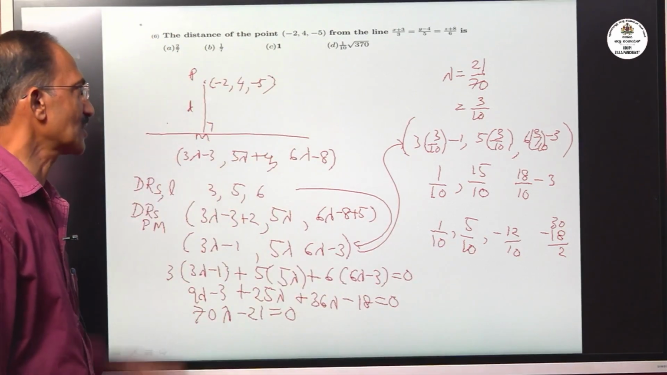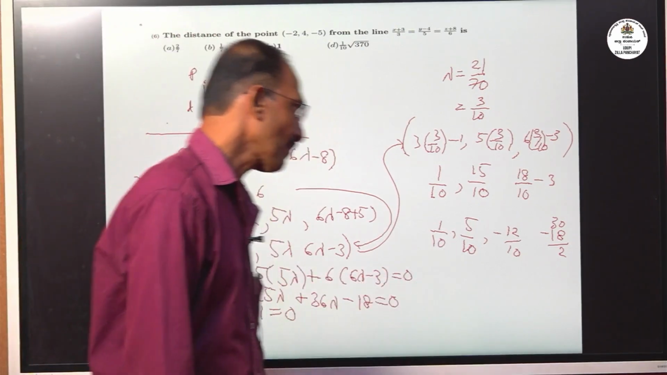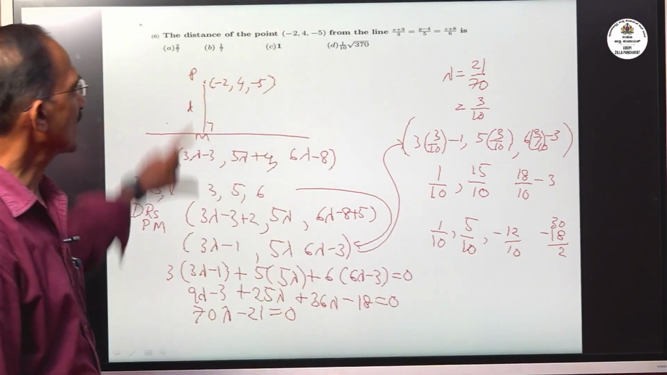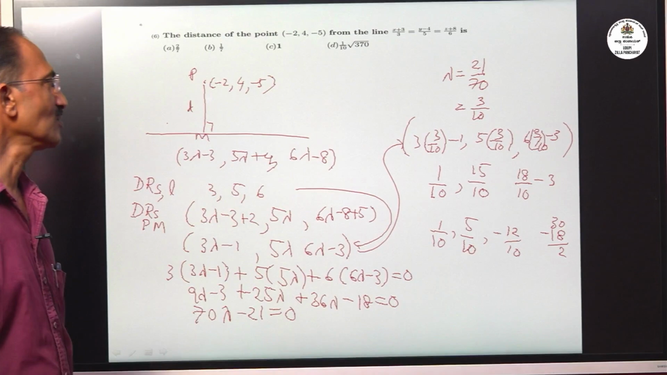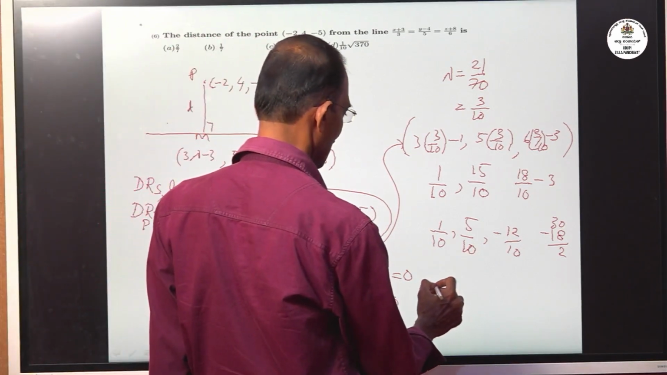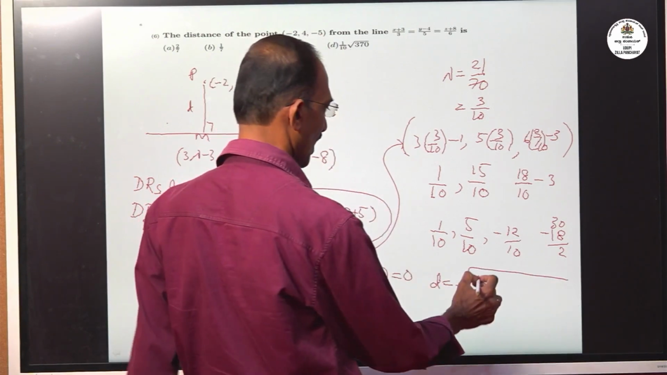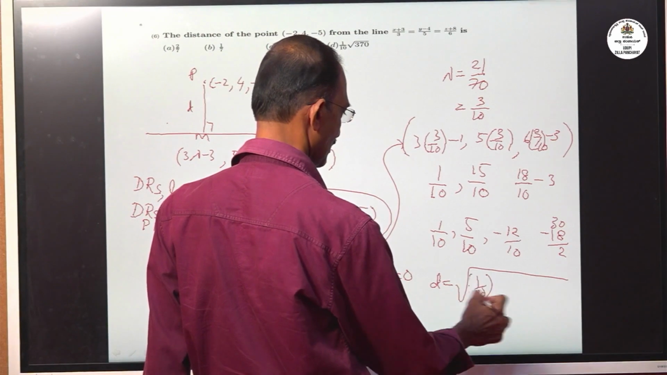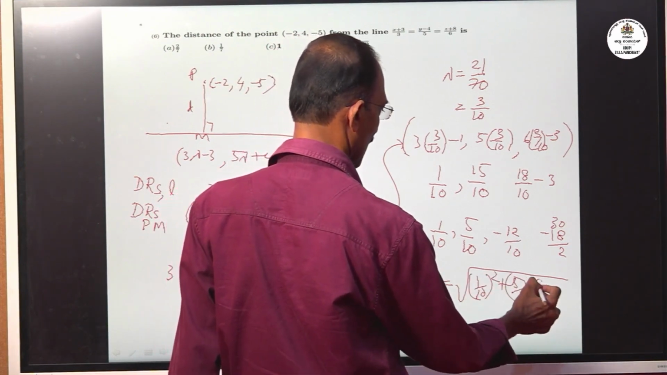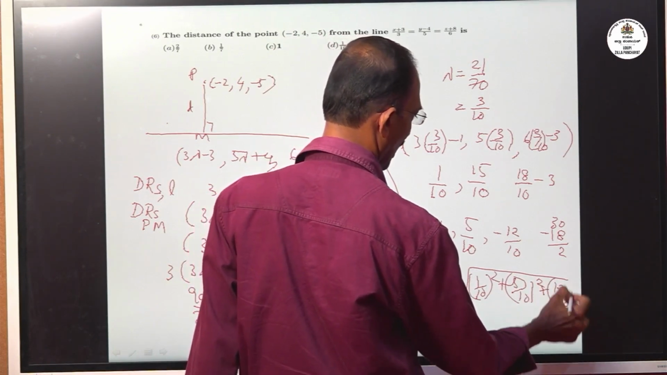So what is the distance? So vector PM is nothing but 1 by 10 i and 5 by 10 j and minus 12 by 10 k. So just find the magnitude of this PM, it gives us the distance. So clearly distance is nothing but the magnitude of that vector, that is square root of 1 by 10 whole square and 5 by 10 whole square and plus minus 12 by 10 whole square.